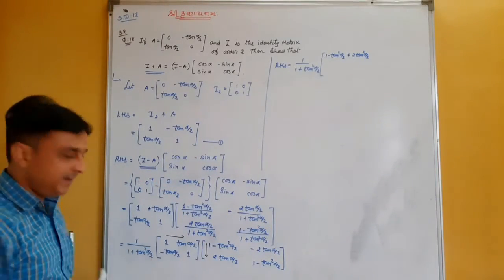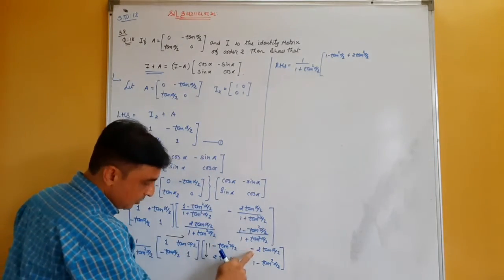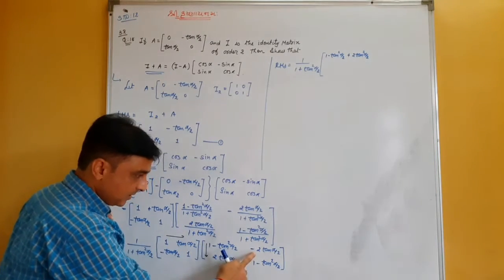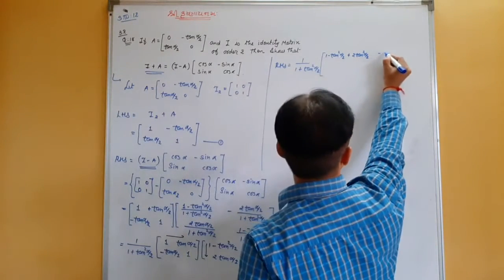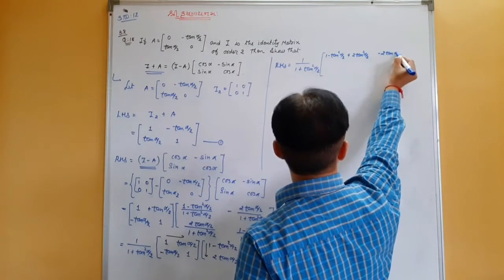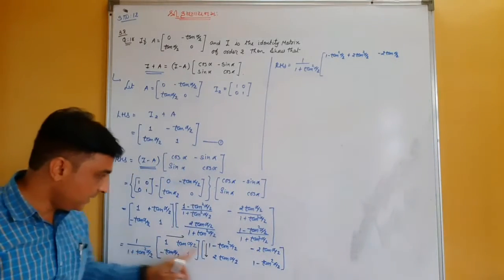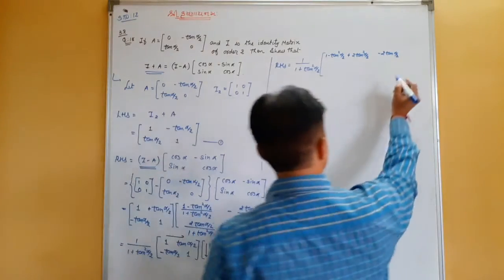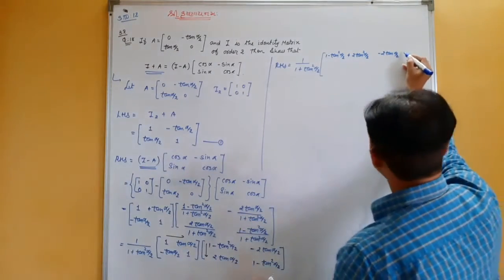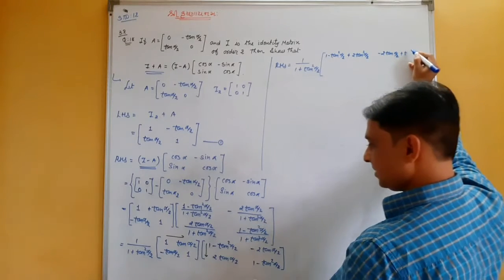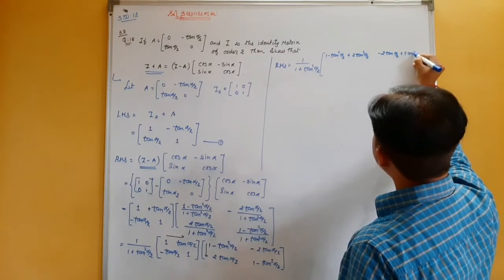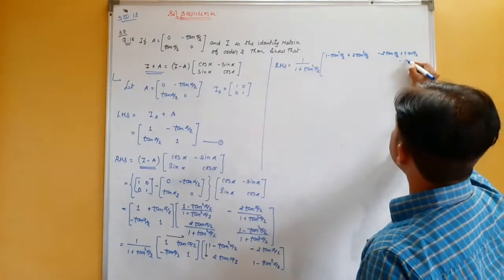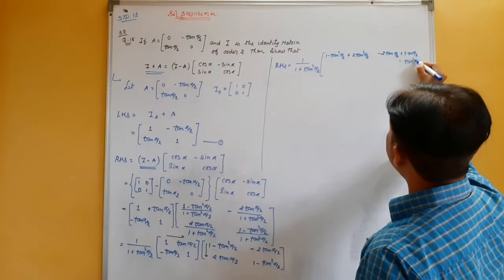So first is complete. Second one, 1 into this and this into this. So 1 into 2, so minus 2 tan alpha by 2. 1 into this, and tan alpha by 2 into this one. So that is tan alpha by 2 into 1. So plus tan alpha by 2, and tan alpha by 2 into this, so minus tan cube alpha by 2.